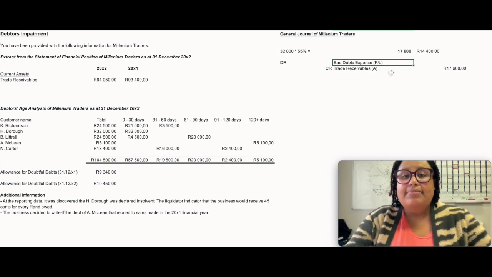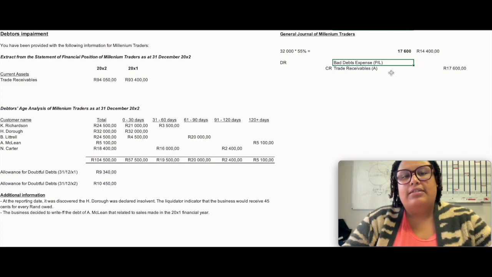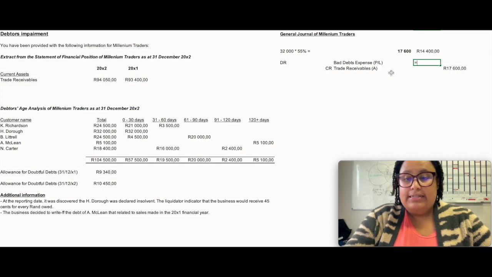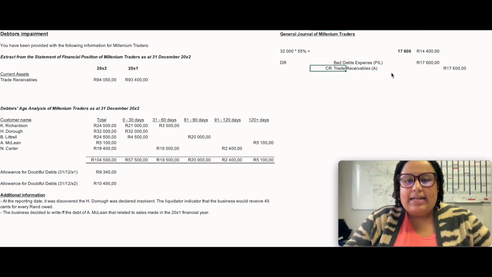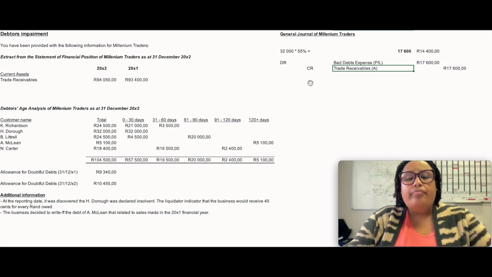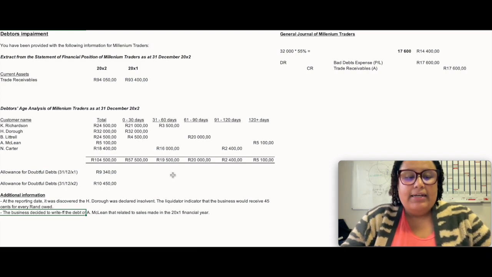Now, I've indicated an element next to that just to indicate that bad debts expense would be recognized in the profit or loss section in the statement of comprehensive income. So that debit over there would be 17,600. Notice that when we know the specific debtor that has gone bad, we would write that debt off against our trade receivables.